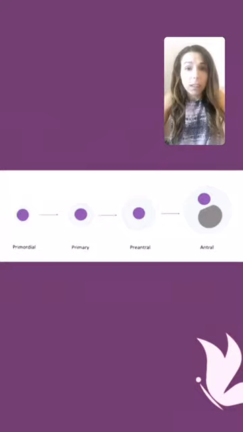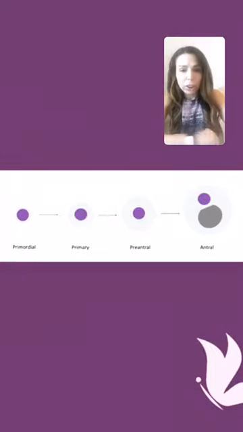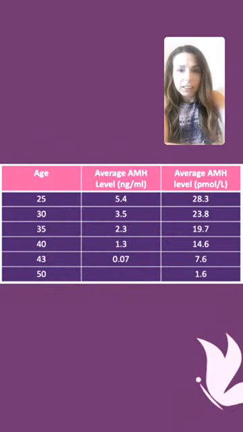It's measured in your blood, so it's a fairly easy test to do, and it will give you an indication about the quantity of eggs that you have in your ovaries. So it's usually used as an indicator of your egg reserve. So I'm going to share with you some of the values that you might see.